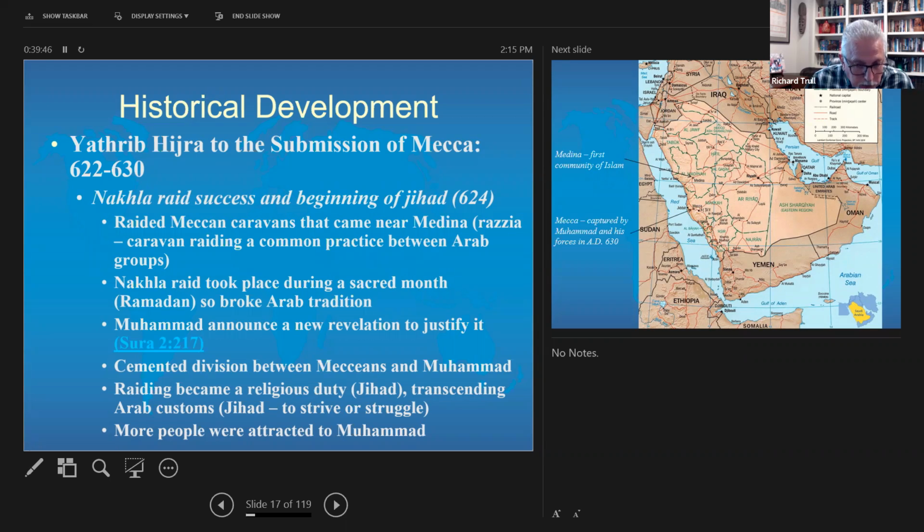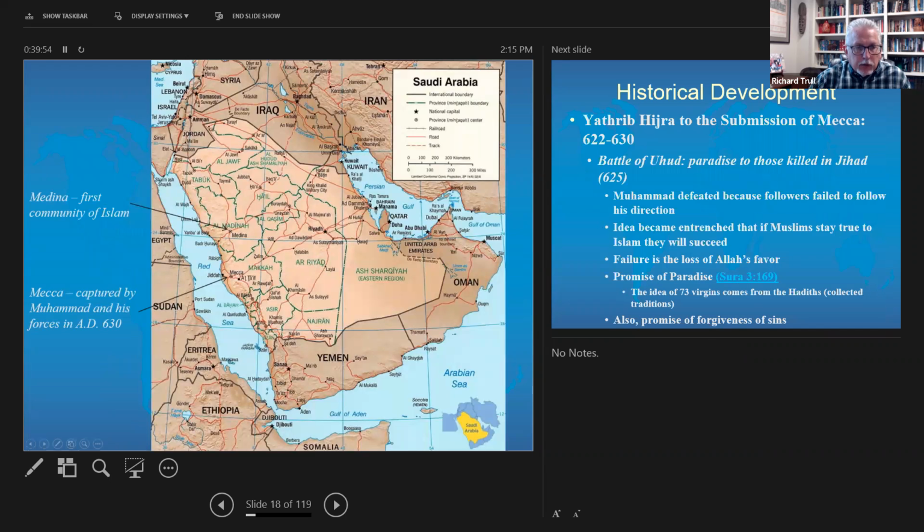But as this goes on, more people are attracted to Muhammad, and he develops a large following at this point. So here you have a map of Medina here, and then Mecca down here, and they'll be raiding all through this area.